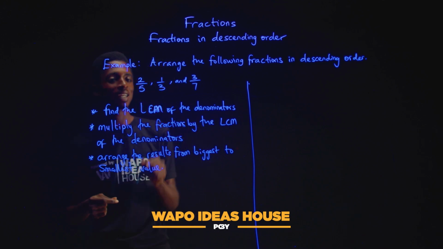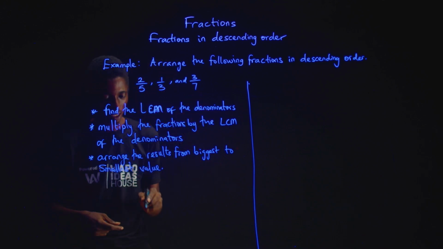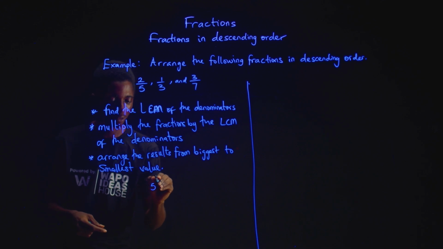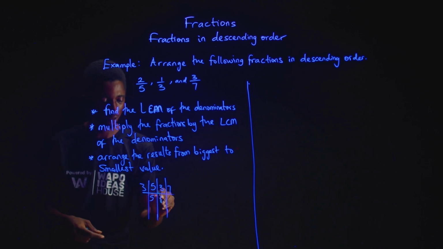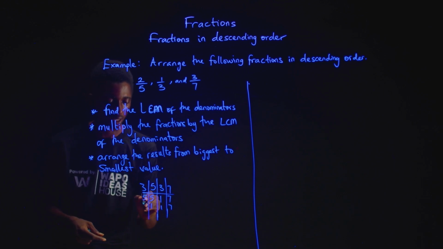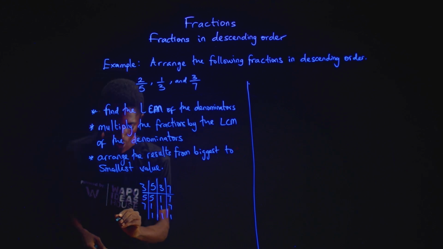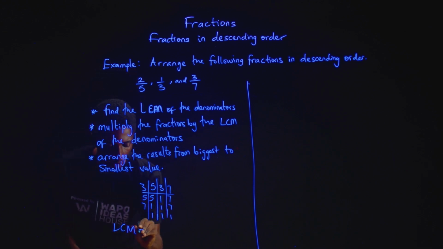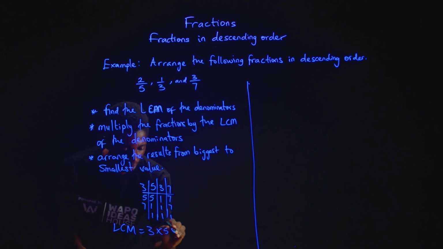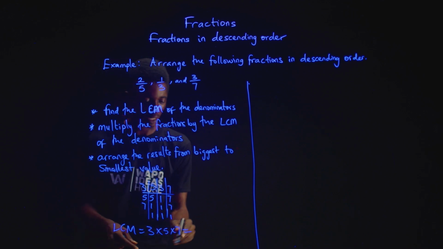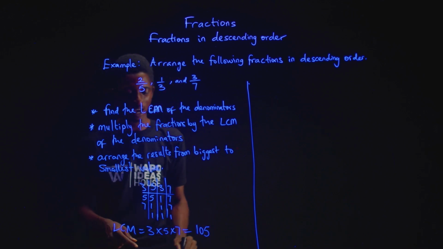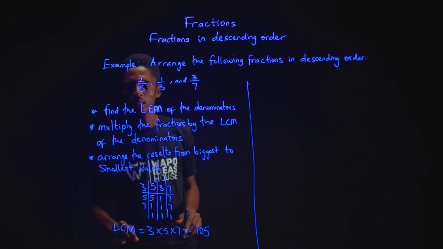So the first step is to find the LCM of the denominators, right? So that would be 5, 3, and 7. 3 goes here, 5, 1, and then 7. 5 now, 1, 1, 7, and then 7, 1, 1, 1. So that is our LCM equals 3 times 5 times 7. 3 times 5 is 15. 15 times 7 is 105. Step 1, done. Now to step 2.